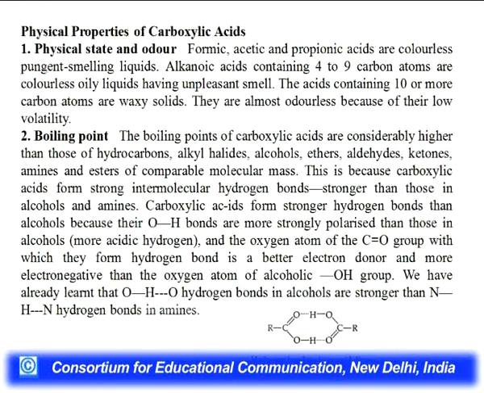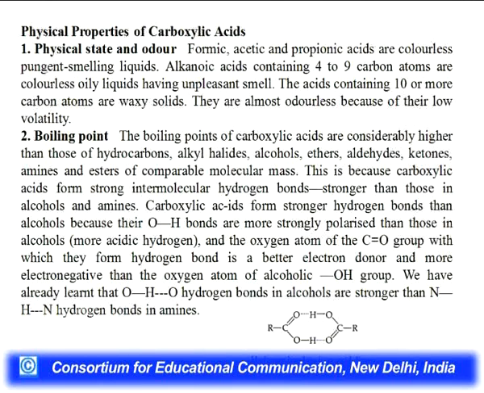Carboxylic acids form strong hydrogen bonds because their oxygen-hydrogen bonds are more strongly polarized than those in alcohols, and the oxygen atom of the carbonyl group with which they form the hydrogen bond is a better electron donor and more electronegative than the oxygen atom of the alcoholic OH group. We have already learnt that oxygen-hydrogen bonds in alcohols are stronger than hydrogen bonds in amines.